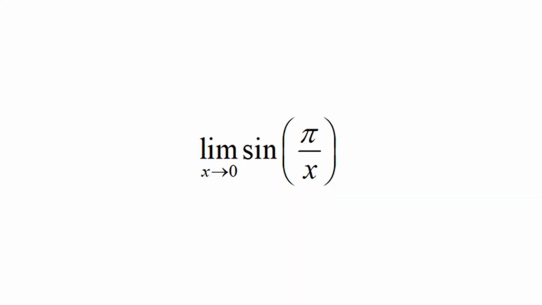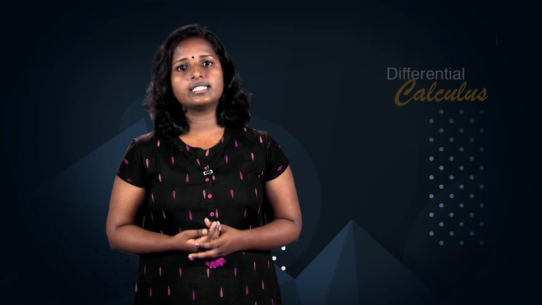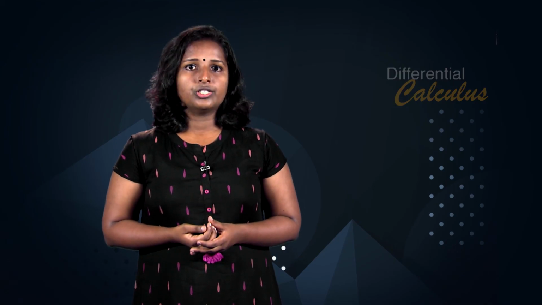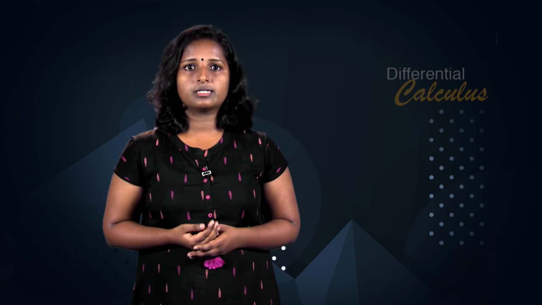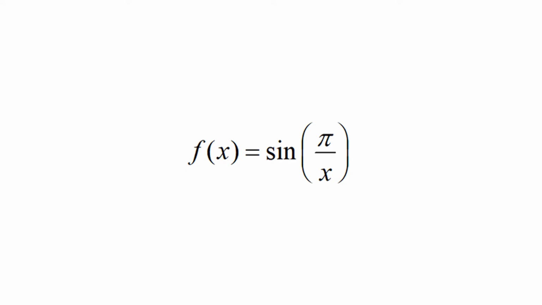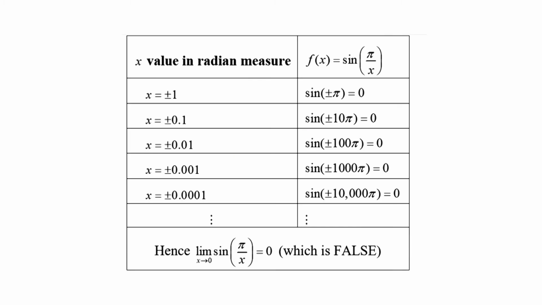As an example, let us examine whether the limit of sin of pi upon x as x approaches 0 exists or not. We construct a numerical table showing some x values and the corresponding f(x) equal to sin of pi upon x values. The numerical table gives us a conclusion that the limit of sin of pi upon x as x approaches 0 is 0. We claim that this conclusion is false.